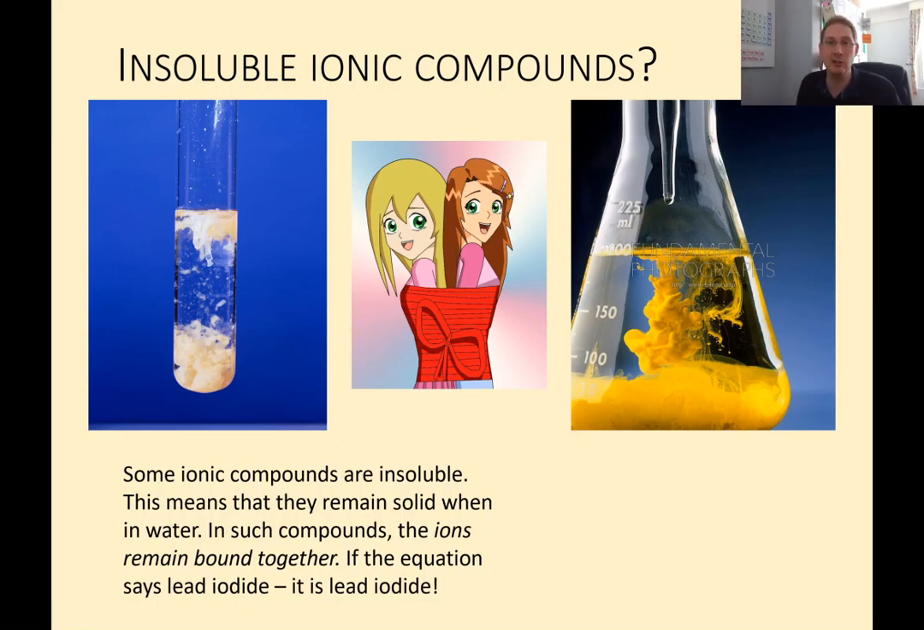Because the silver and the chloride ions are actually bound together. They can't separate. We call it silver chloride, it is silver chloride. We call it lead iodide, it is lead iodide. So that's exactly what it says on the tin.